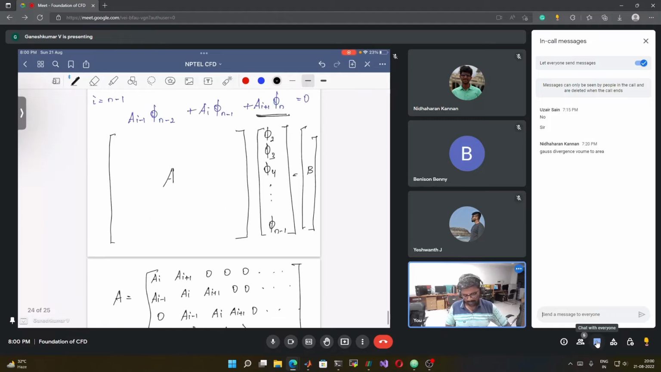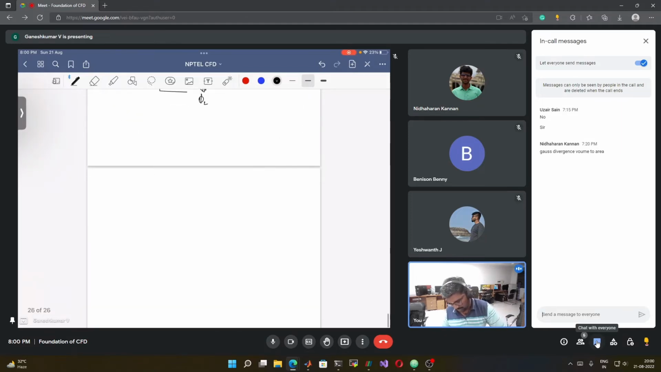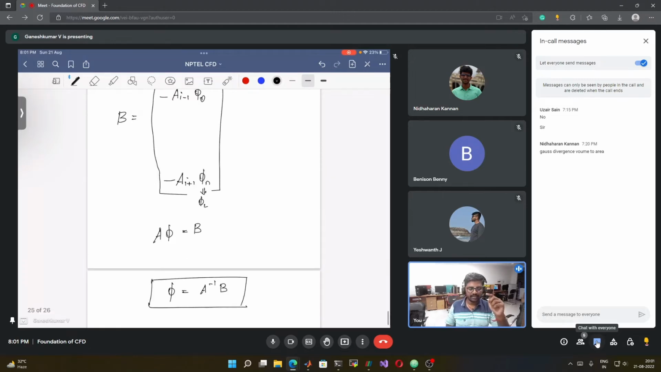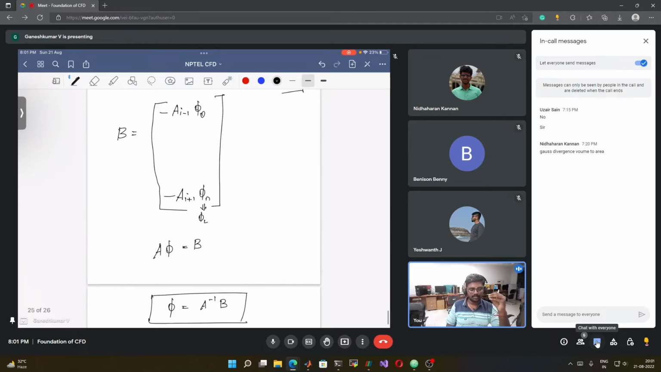So now you have A phi = b, that is the equation we have. So we just need to get phi. What we can do is invert it, that's all: A inverse of b. Now you will get phi at every node, right?